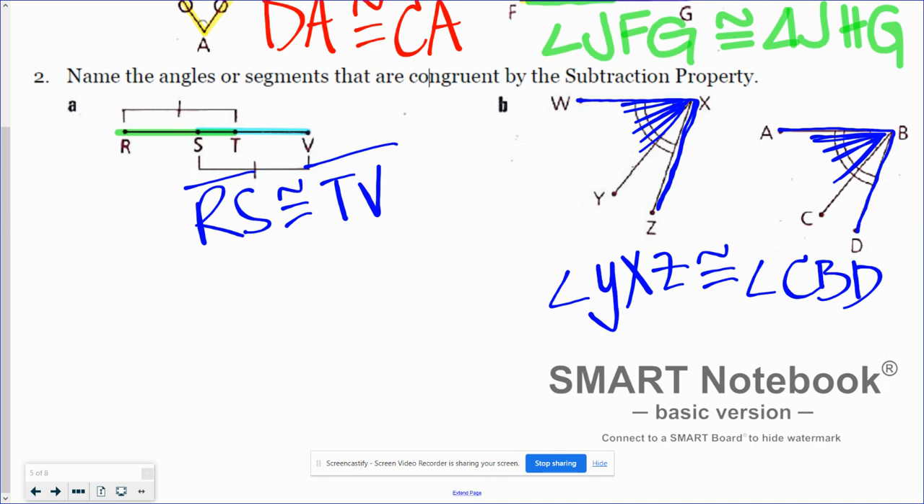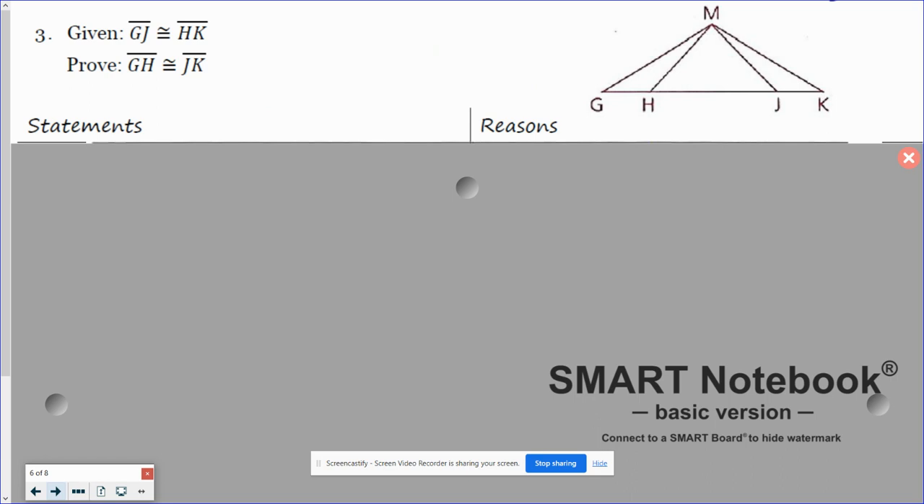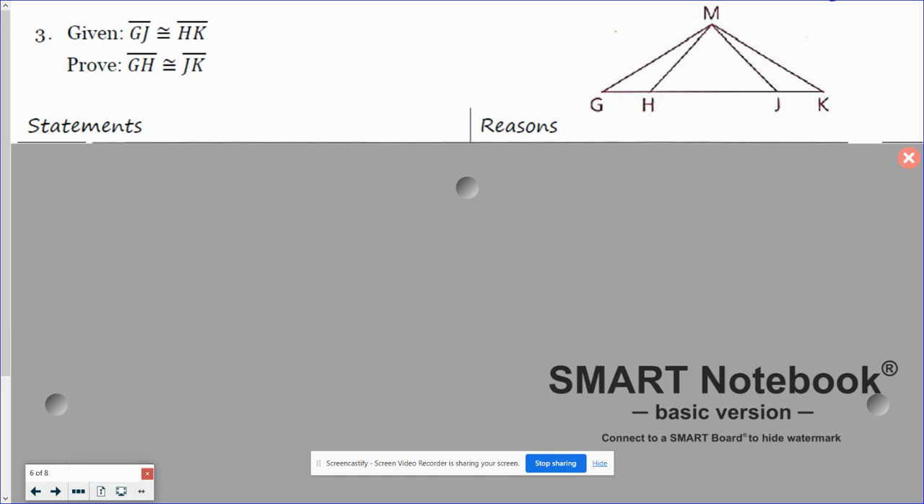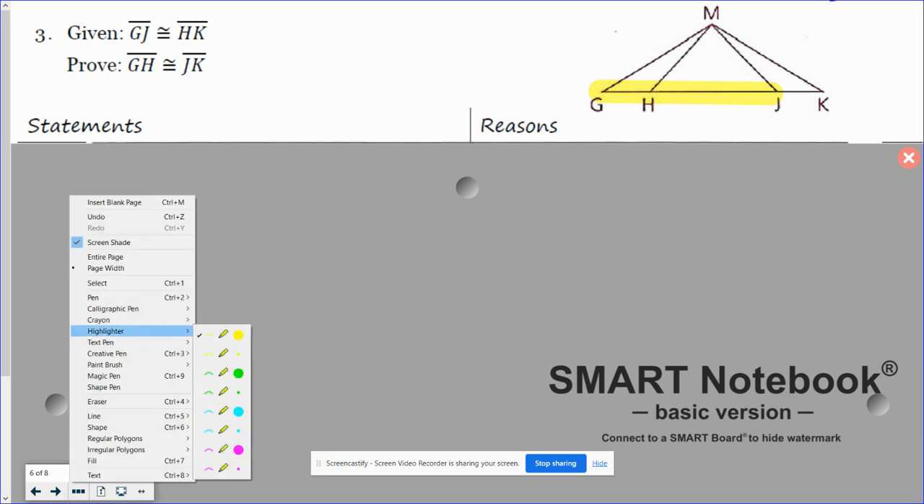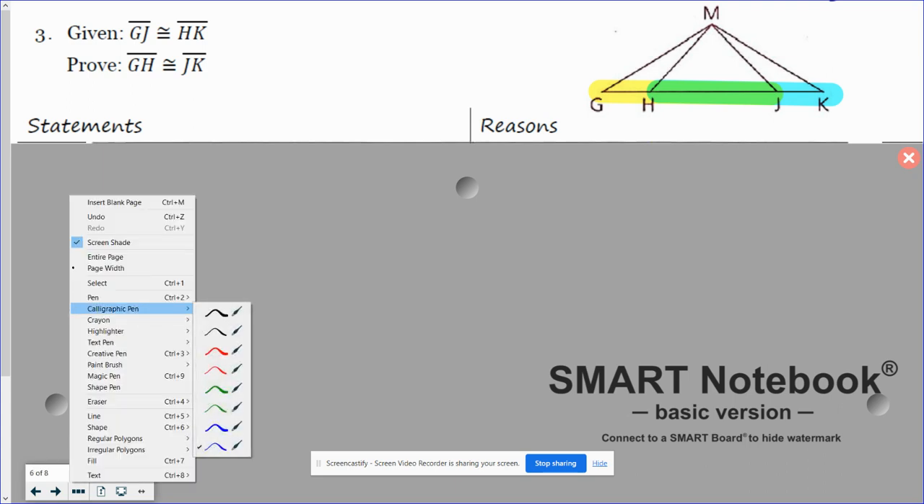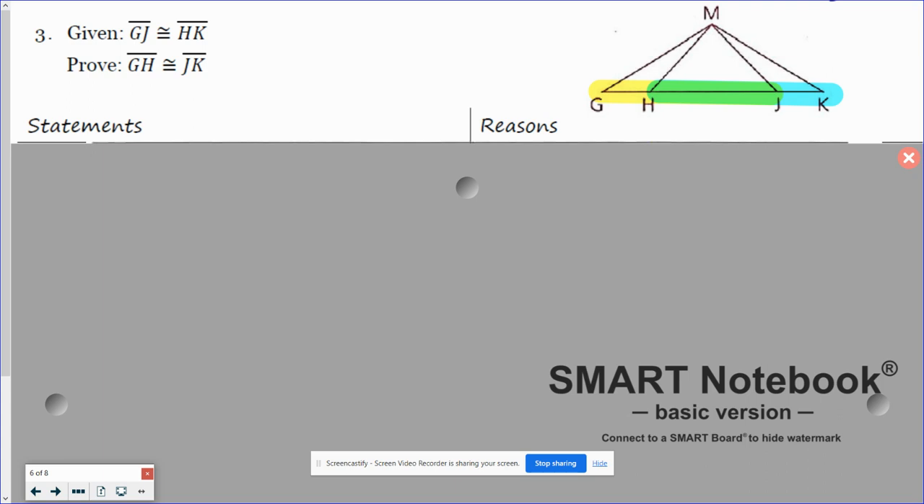Are you ready for a proof? Well, too bad. We're going to do one anyways. All right. We are given that segment GJ is congruent to segment HK. Let me get my highlighters ready. Do you see what I see? Yeah, I see that they're overlapping and that they have HJ in common. I'm also seeing that if you do some subtraction, you get that GH is congruent to JK.